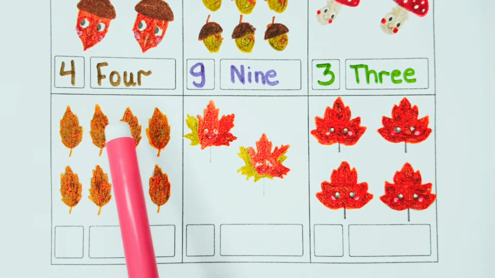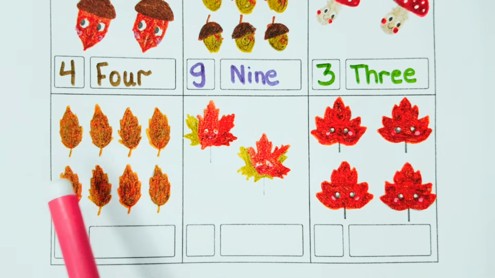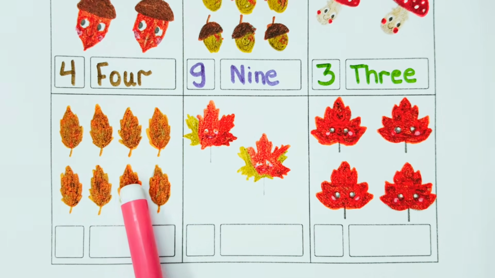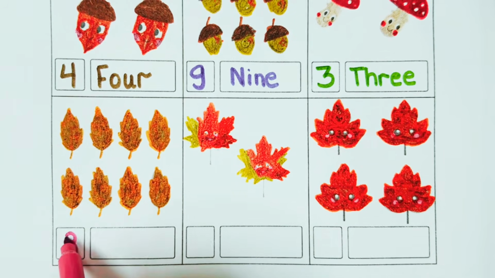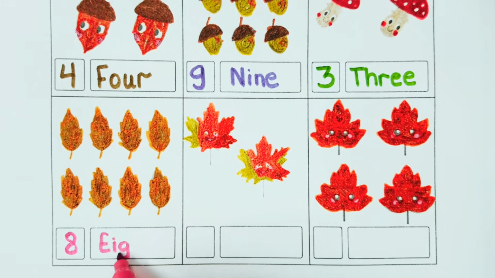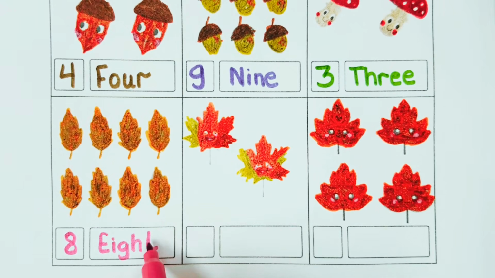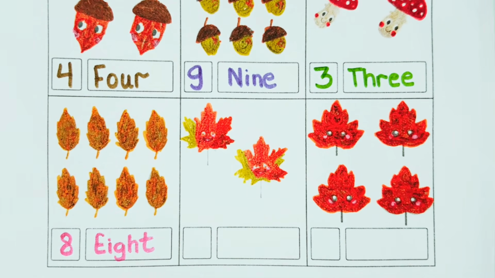1, 2, 3, 4, 5, 6, 7, 8. 8. E-I-G-H-T, 8.